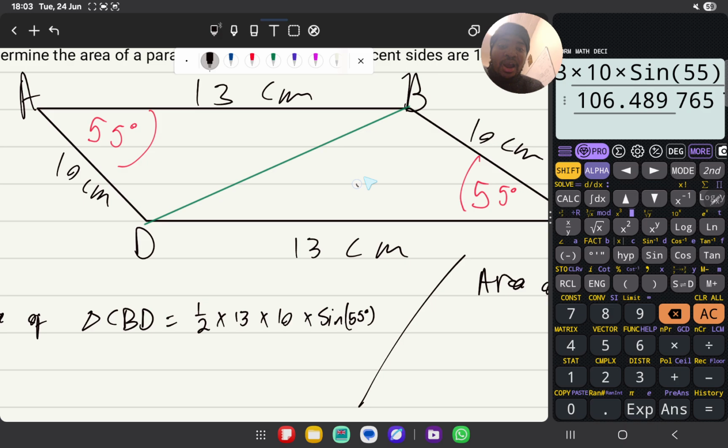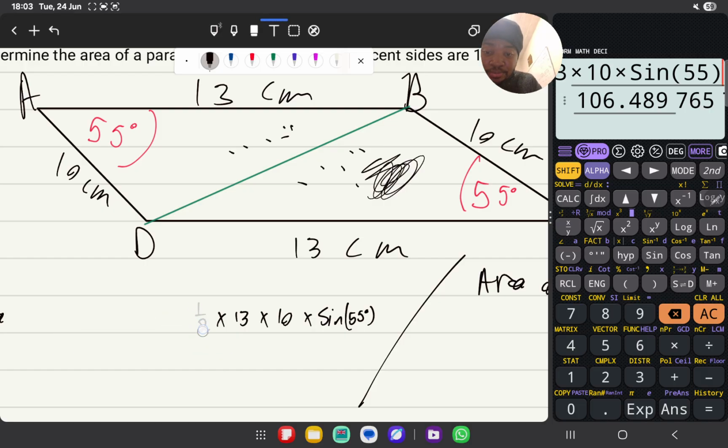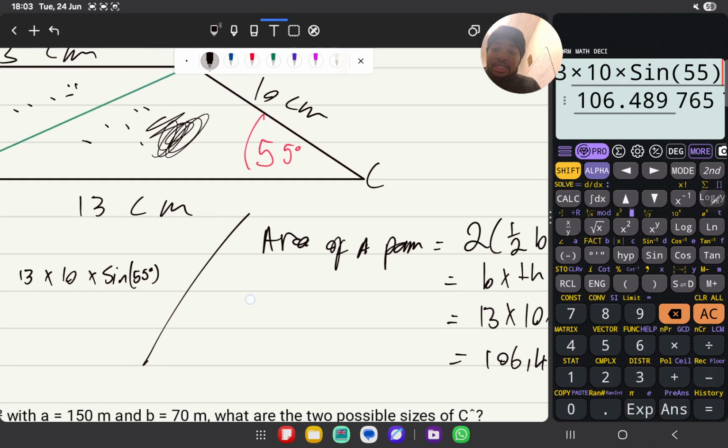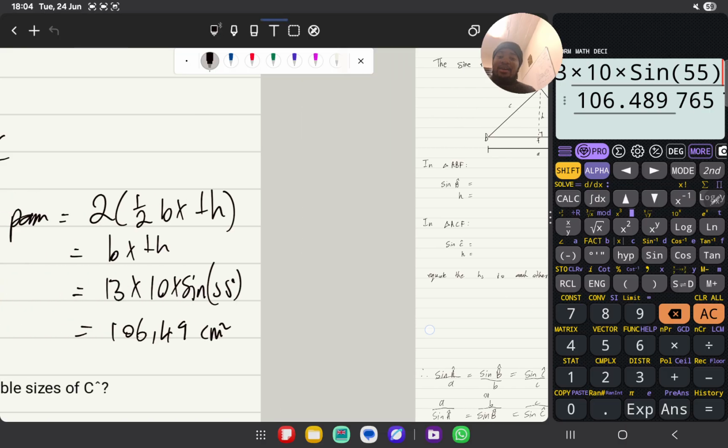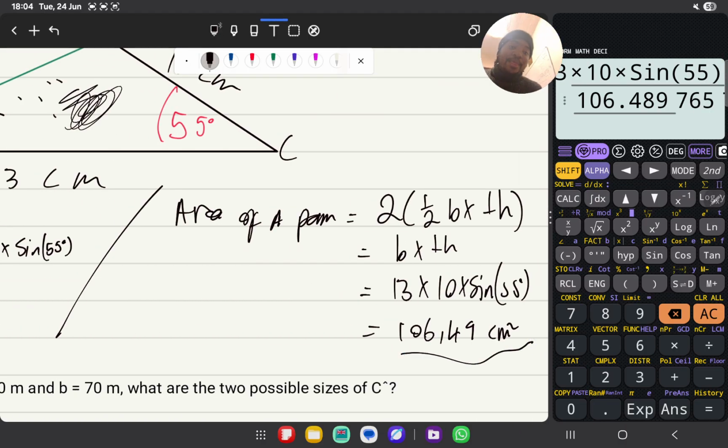Now, since you have found the area of this triangle, and these two triangles are both identical, you will then say the area of the whole parallelogram is 2 multiplied by this, and that 2 is going to cancel this half, so the overall area is just going to be 13 times 10 times sine 55, just like we have here, and then you are done.